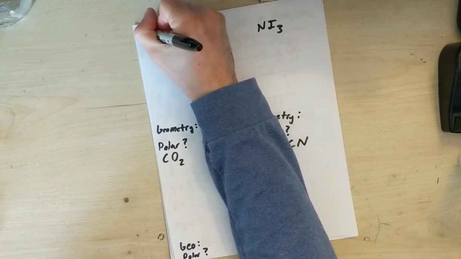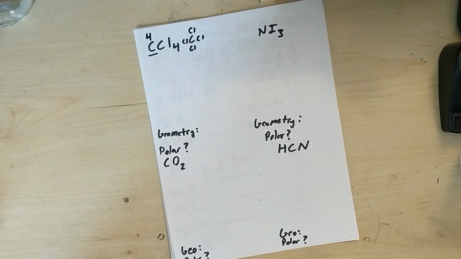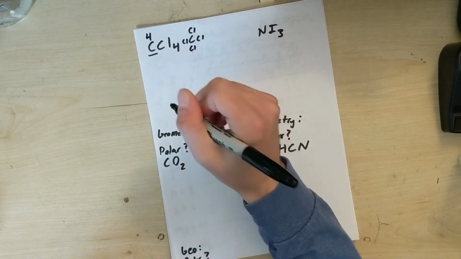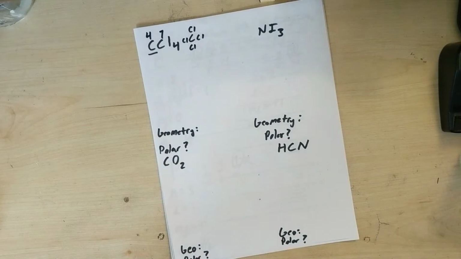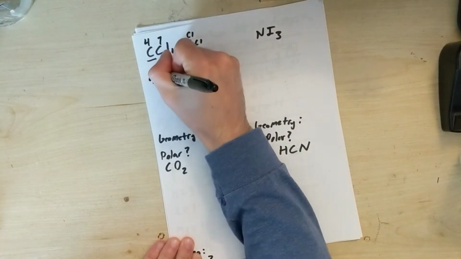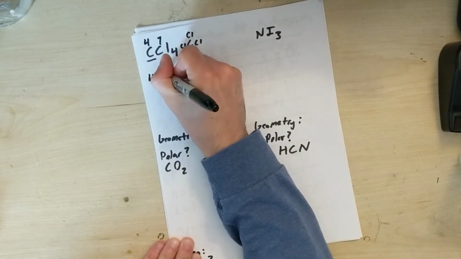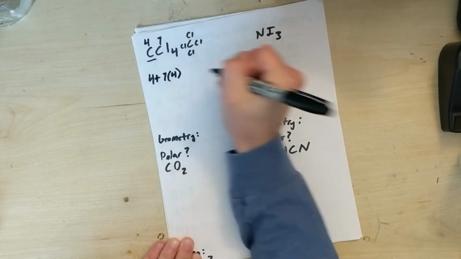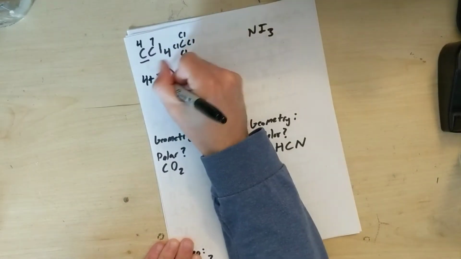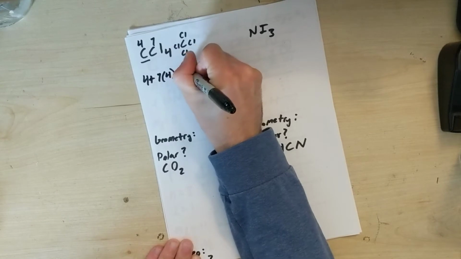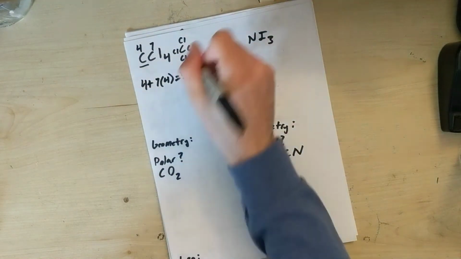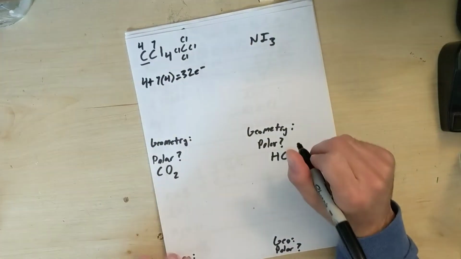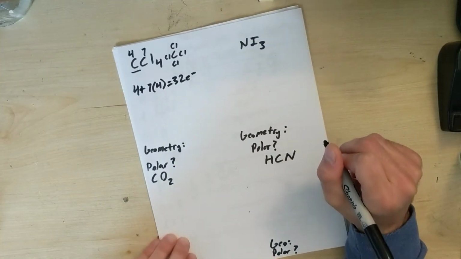So carbon has 4 valence electrons because it's in group 4A. So look at your periodic table for that. And chlorine is in 7A, so that's going to have 7. Okay. So 4 plus 7 times 4 is going to be 28 plus 4, so that's 32 electrons. So that's how many electrons we need to have in the end. And you should calculate this because this will also tell you about double bonds and other things too.